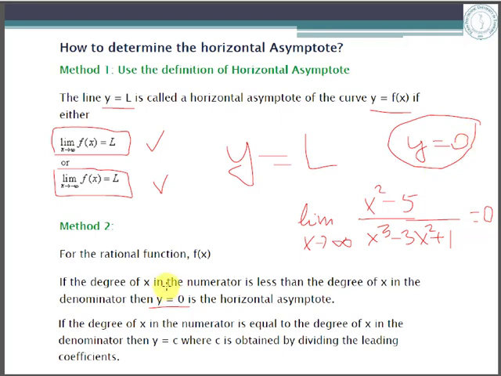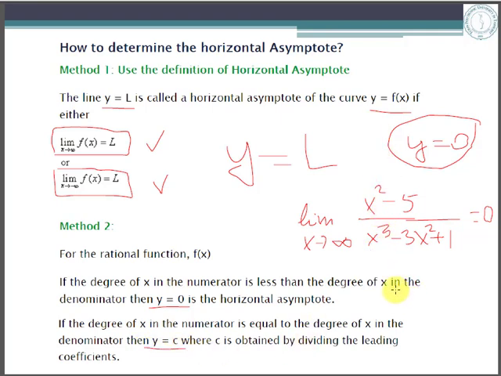And now, if the degree of x in the numerator is equal to the degree of x in the denominator, then y equals c, where c is obtained by dividing the leading coefficients. So it will be the horizontal asymptote, this y equals c.